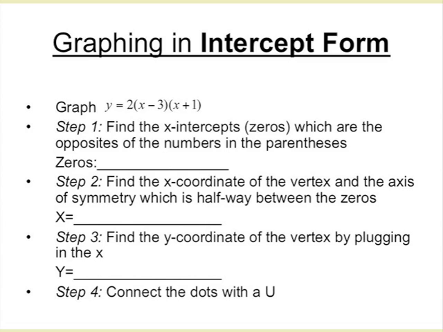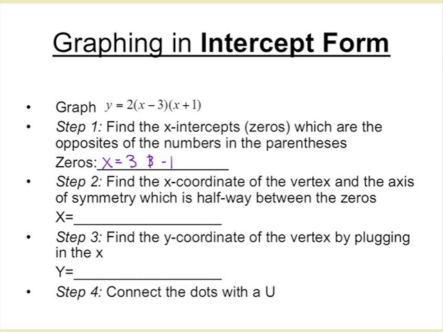So our first step is to find our x-intercepts. Another word for x-intercepts is zeros or roots. Those are all synonyms. Zeros, roots, and x-intercepts all mean the same thing. And they're going to be the opposites of the numbers in the parentheses. So our zeros or x-intercepts are going to be 3 and -1. And those are both x values. Those are both points that are going to go on our x-axis.